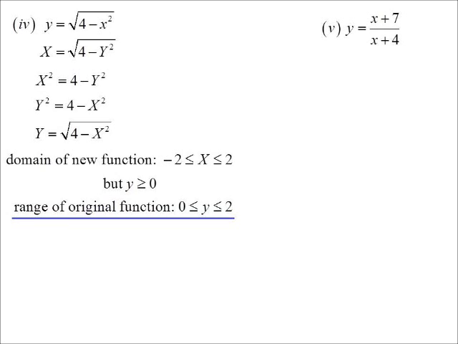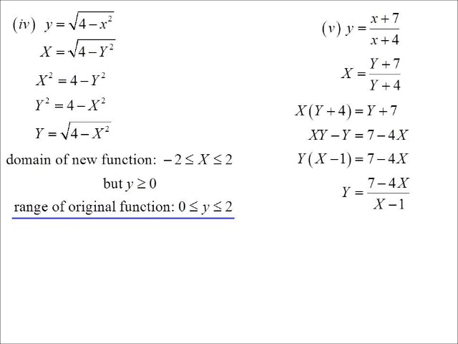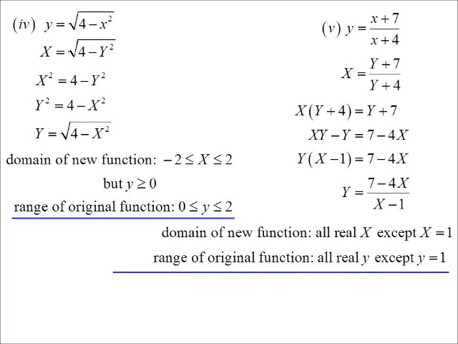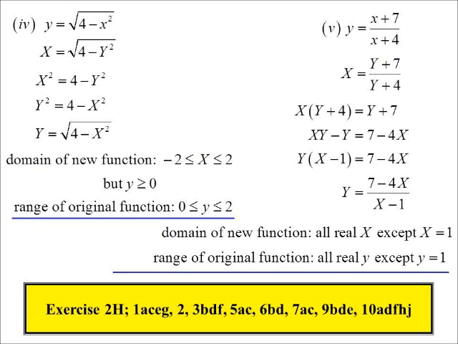Let's look at something a bit more interesting. That one, of course, is a hyperbola. So swap the x and the y's round. Eventually I can make y the subject. Now what would cause the problem on this one? The bottom of the fraction can't equal 0. So I know the domain of the new function is all real x except x equals 1. So therefore the range of the original one was all real y except y equals 1.